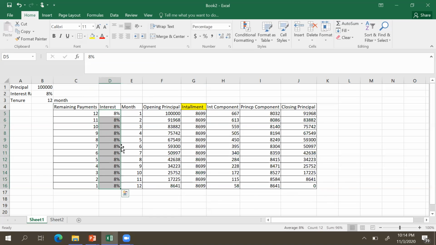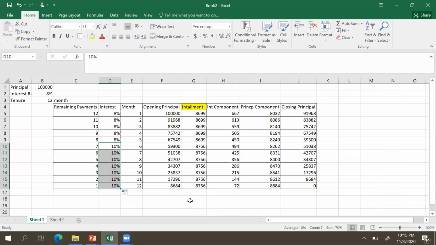Now we will change this loan to a variable rate loan to look into what happens to our EMI. First we will increase the interest rate, then decrease the interest rate, and then see what the impact on the EMI is. Suppose after the 7th month I have increased the interest rate to 10%.